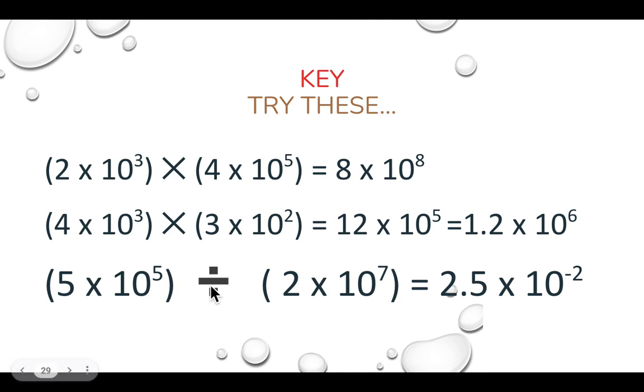Now this is a division. I wanted to see if you could do this. This is a subtraction. So 5 minus 7 is the negative 2. But then you have to do 5 divided by 2. And I hope you can do that in your head, because 5 divided by 2 is 2.5.